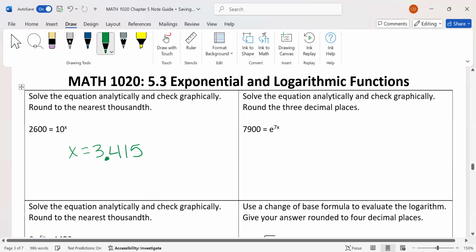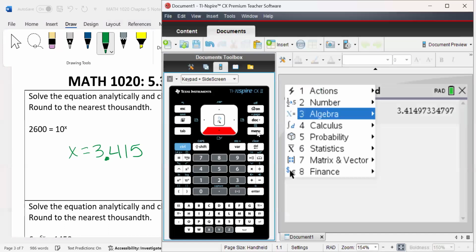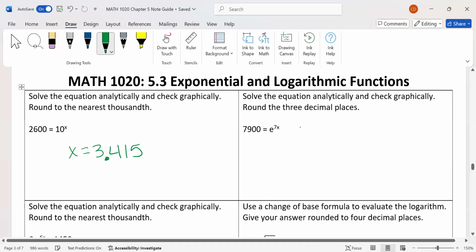Let's look at our next one. Still going to use numerical solve. Use E and want to raise it to the 7x. Again, arrow to the right to get out of the exponent, and then put your comma x and hit enter. And it's 3 decimal places.